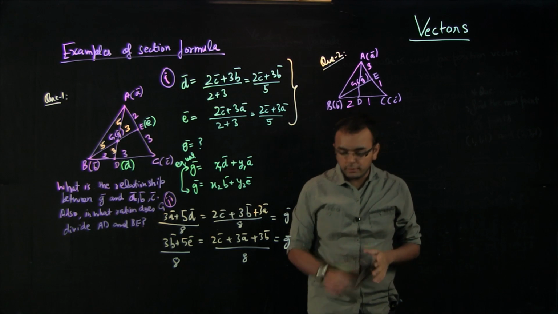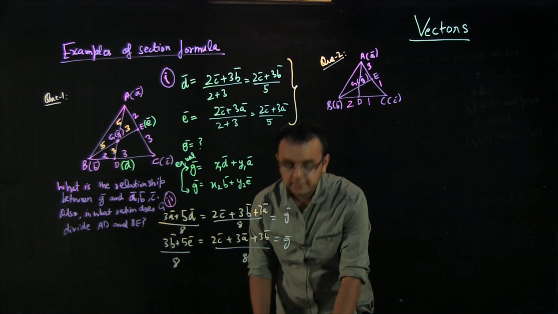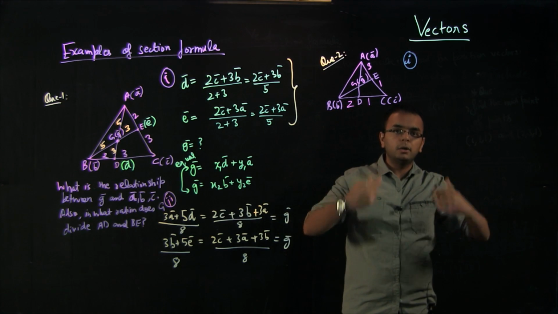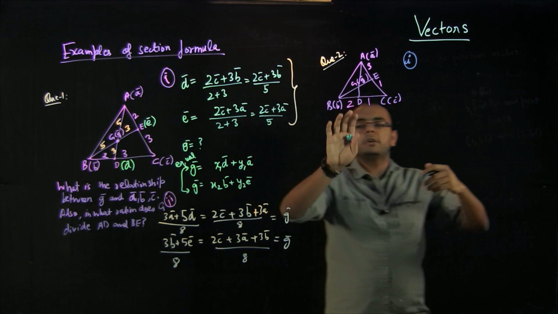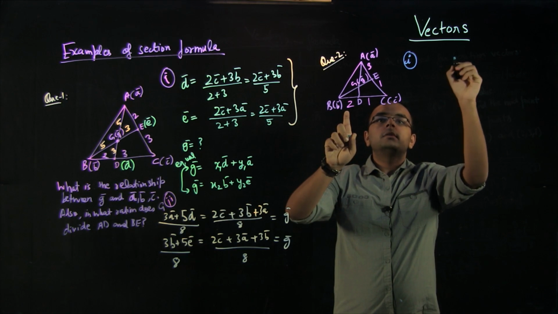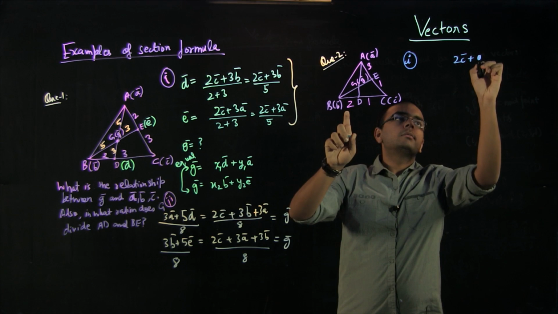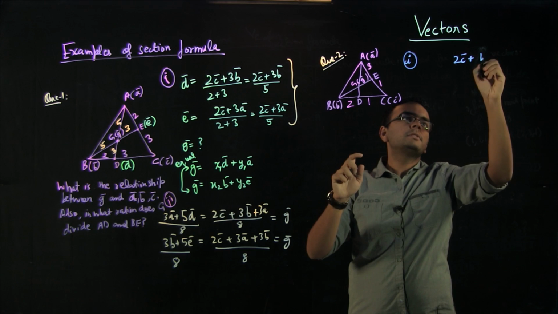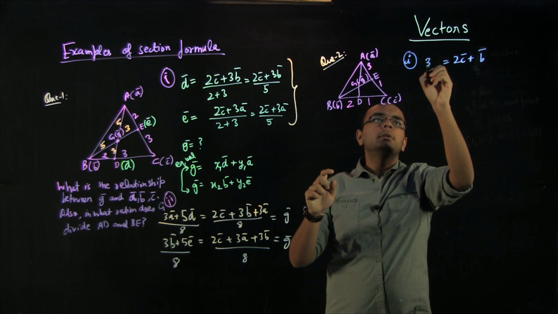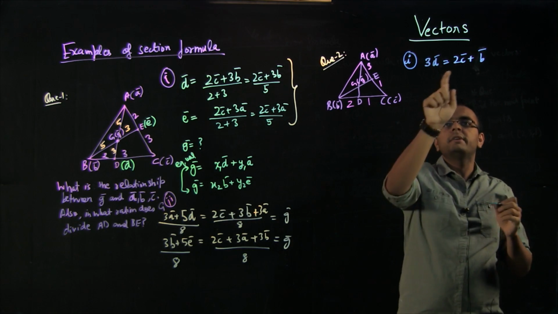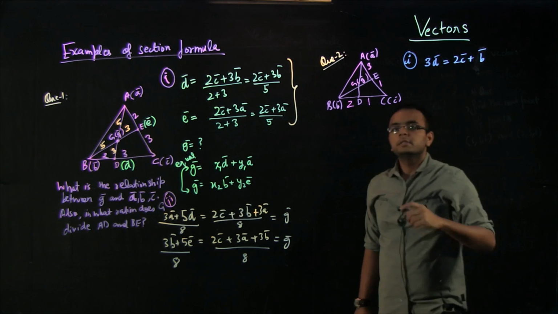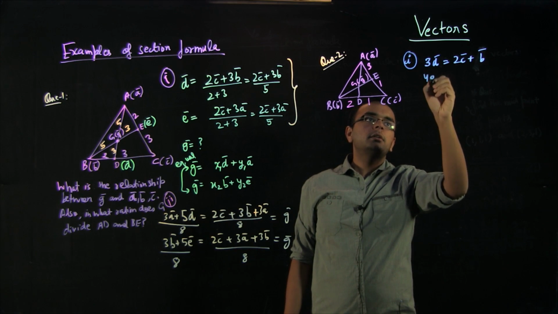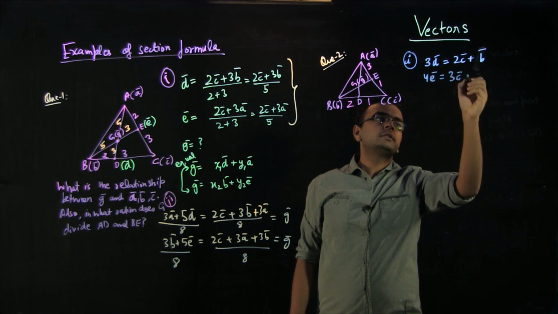So we will start again. The first step is to write the section formula relations, and I'll do it a little quickly in the sense that I will not divide by 3. So I'll write 2C vector plus B vector is equal to 3D vector. Rather than dividing by 3 here, I just took it here. Similarly, I'll write 4E vector is 3C vector plus A vector.